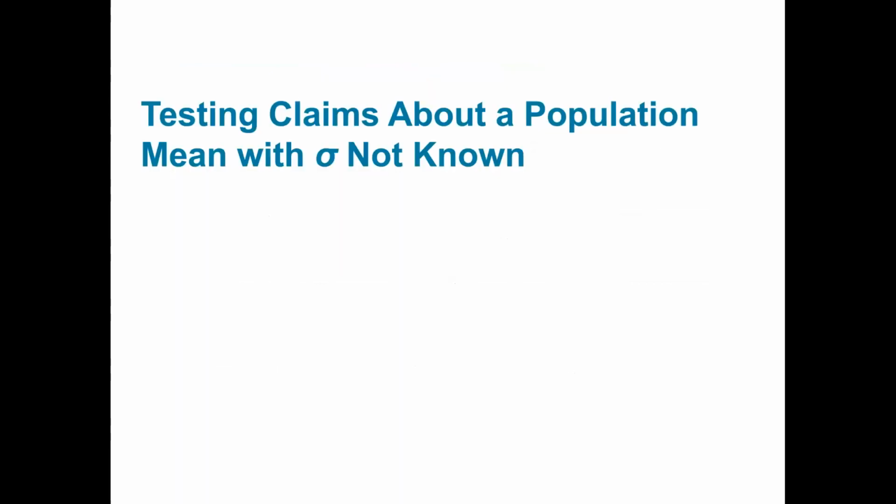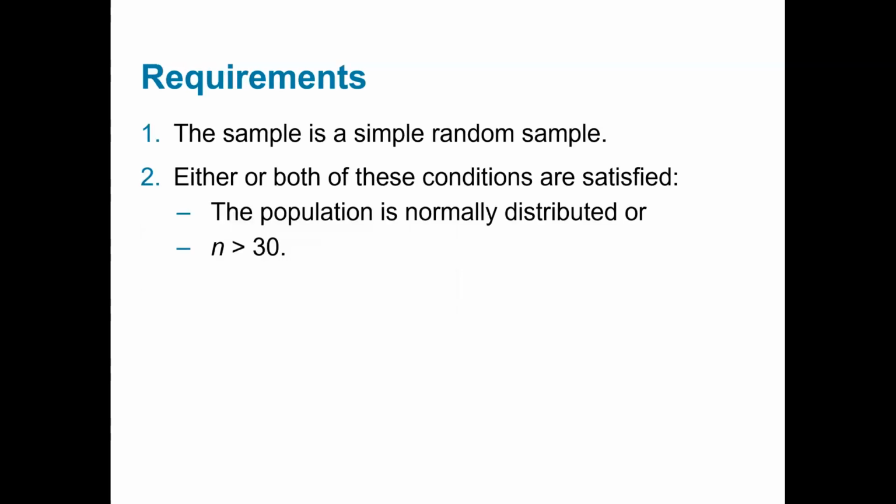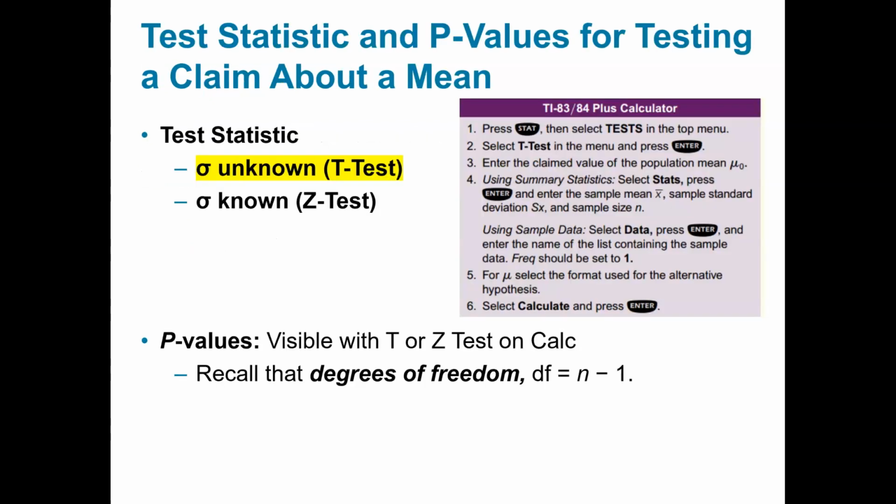So when we test a claim about a population mean when sigma is not known, this is the notation we'll be using. And there's two requirements. It's got to be a simple random sample, and the population needs to be normally distributed, or the number of trials needs to be greater than 30. So for a test statistic and p-value, for testing a claim about a mean, we're going to be using t-test. Now, the majority of the time we're going to be using t-test, but if you happen to know sigma, you would use z-test. And that is going to give us the test statistic and our p-value.